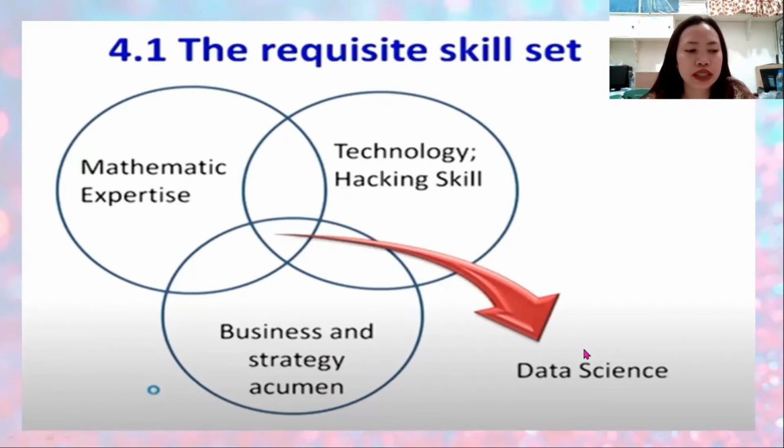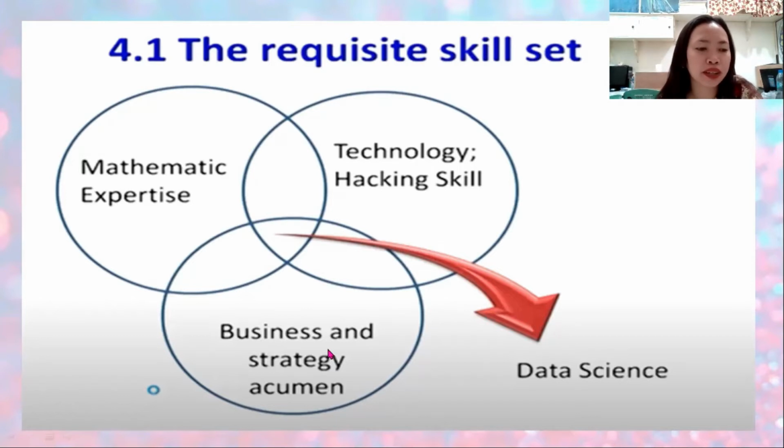How to use the data to get more information. The next skill is business strategy acumen, where you should have knowledge of the domain and of the business, and you must know well what strategy to use to make that business boom in the market, along with a lot of competition. Then we have the knowledge of technology, or the hacking skills. It might sound bad, but companies need people who are very good at hacking.